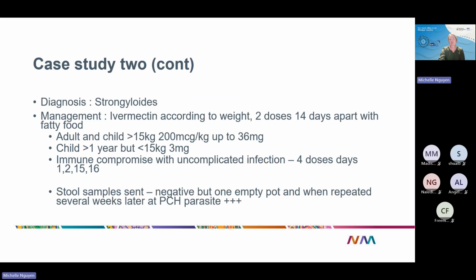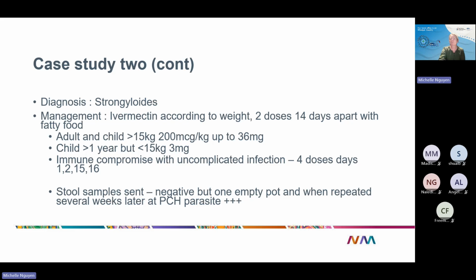So the management of strongyloides is generally with ivermectin, which we prescribe according to weight, and that's through the PBS, through an authority. Usually 2 doses 14 days apart, given with fatty food. With adults and children over 15 kilograms, there's 200 micrograms per kilogram. More recently, the therapeutics guidelines has detailed that children above 1 year of age, but less than 15 kilograms, can also receive ivermectin, rather than the alternative, which used to be albendazole, at a dose of 3 milligrams for ivermectin.